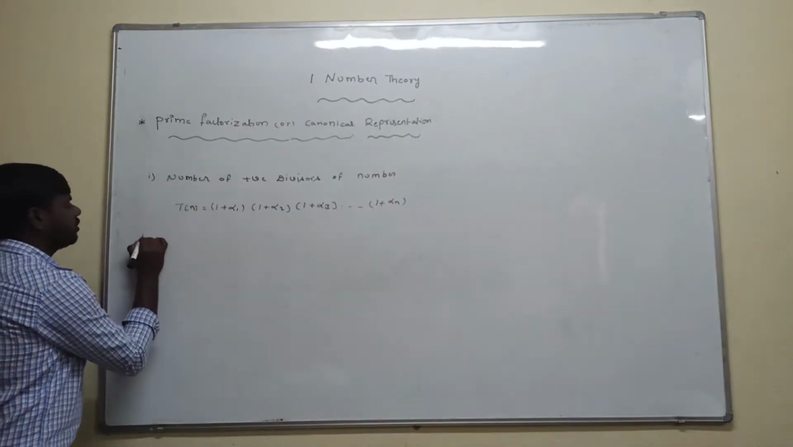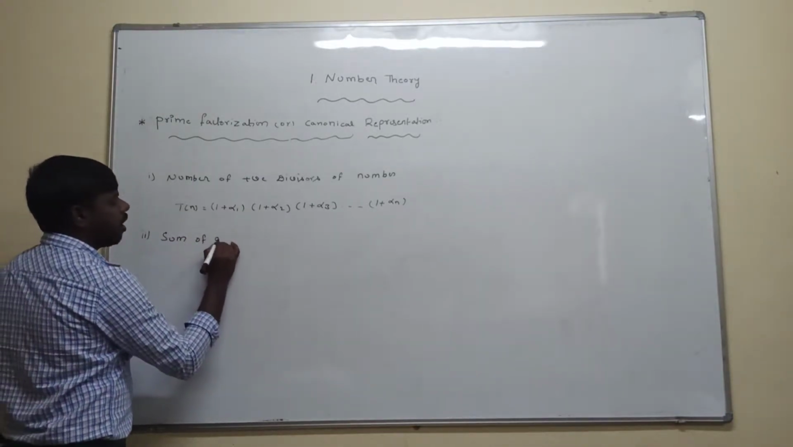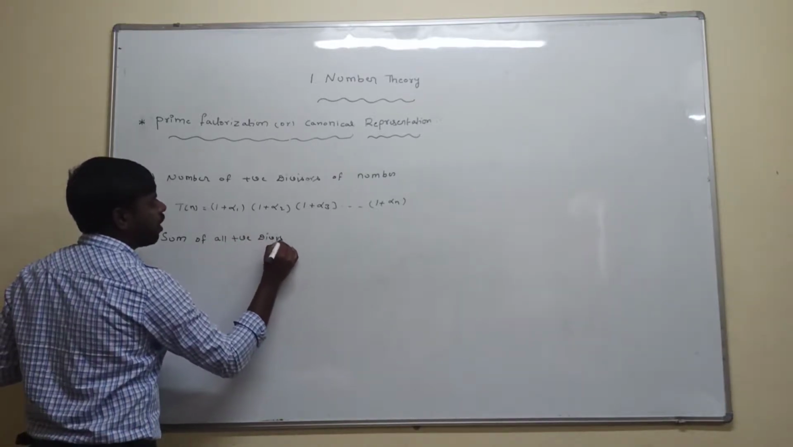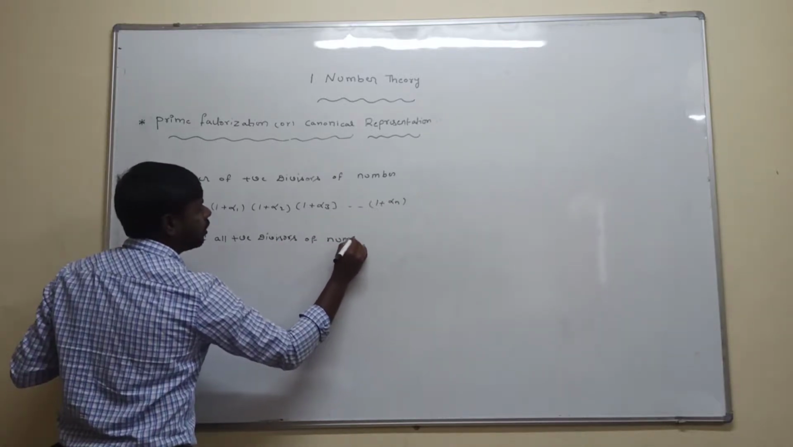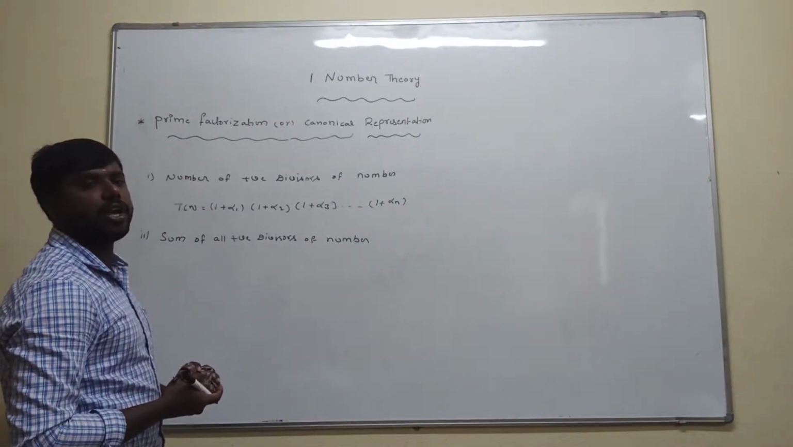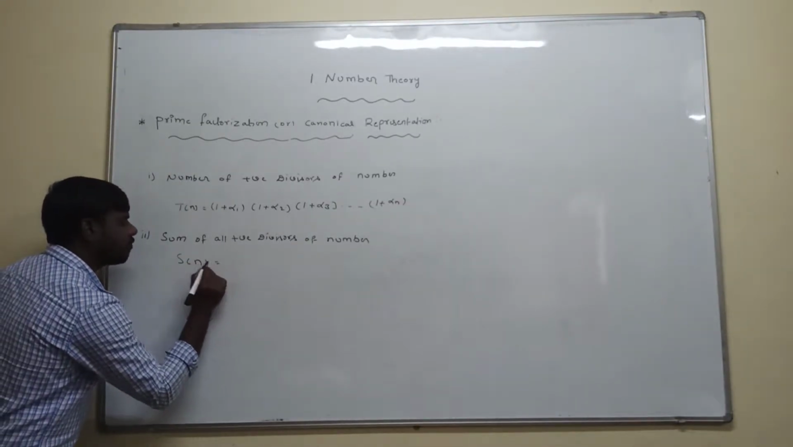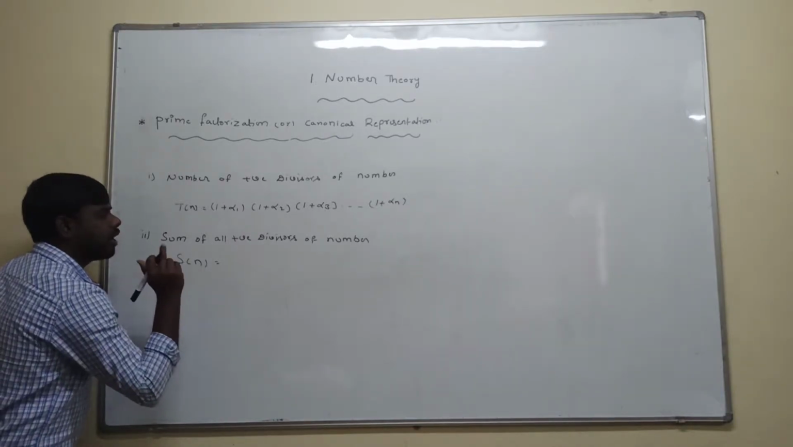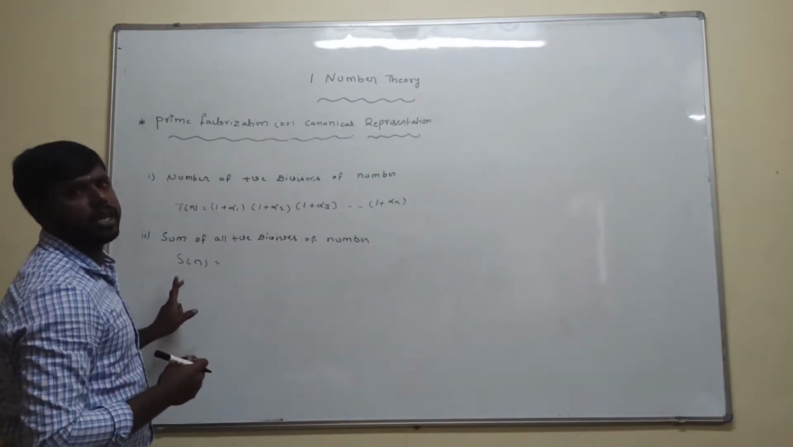The second one is the sum of all the positive divisors of a number. The sum of all the positive divisors of a number is represented as S of n. S of n is nothing but the sum of all positive divisors of a number.